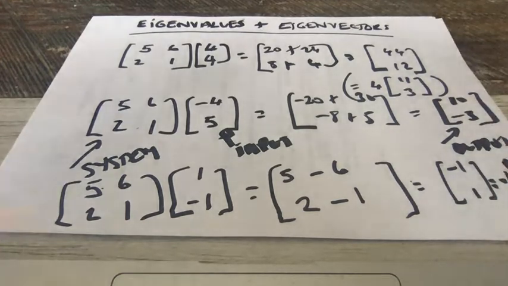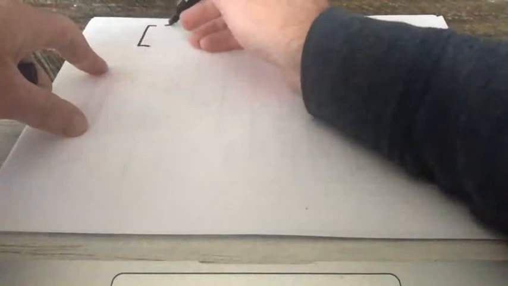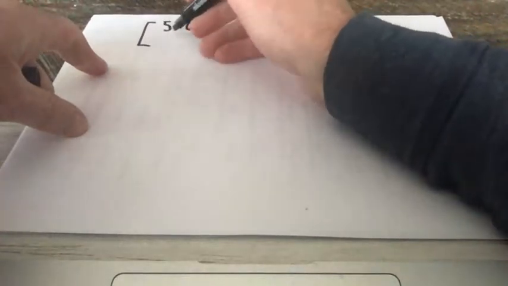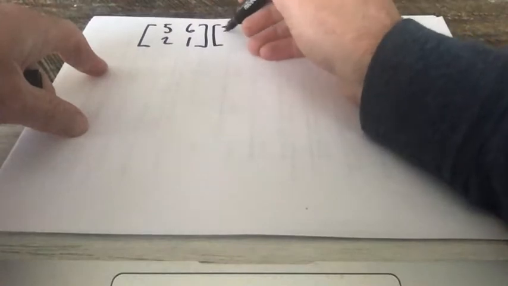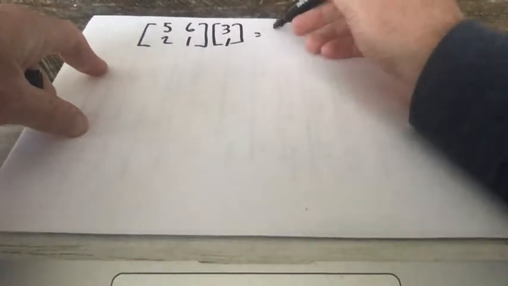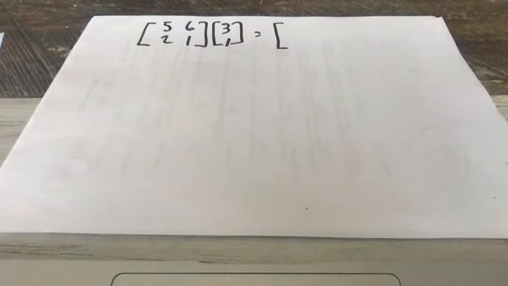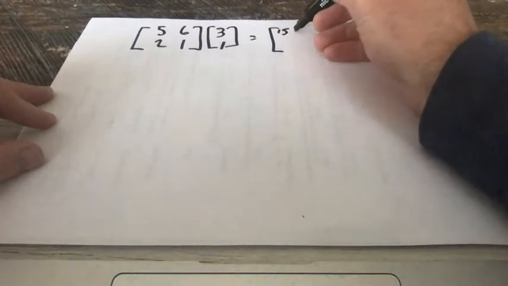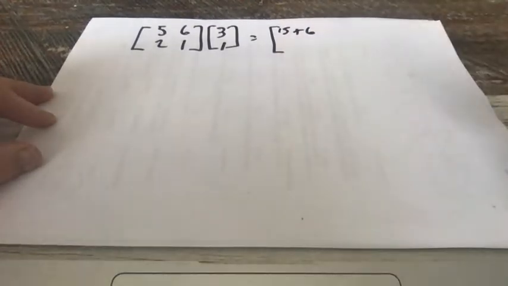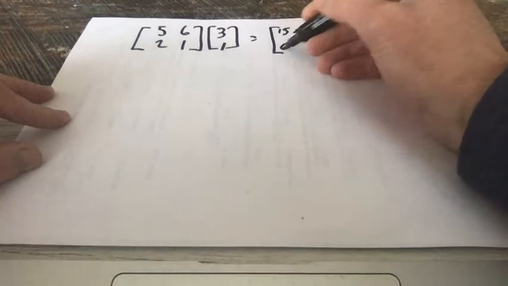Let's do another example, with exactly the same matrix. Now, this doesn't always happen. It happens very, very rarely, and because it happens so rarely, the vectors that this happens for are very special. Let's do this one: 5, 6, 2, 1 multiplied by 3, 1. So on top here, you get 15 plus 6, and on the bottom, you get 6 plus 2.